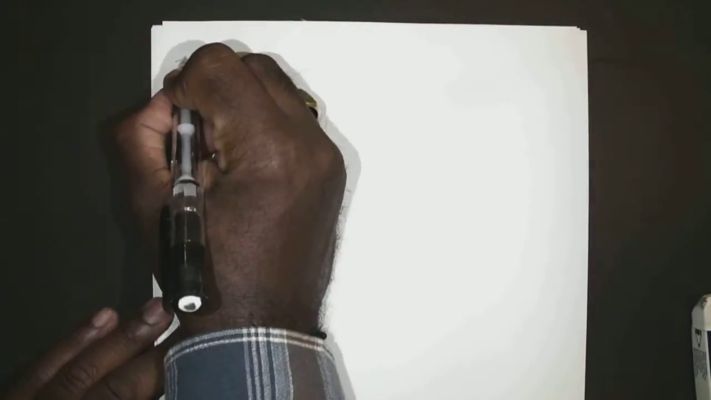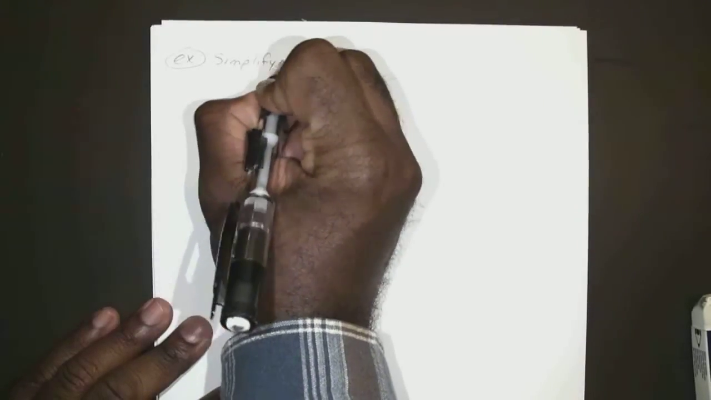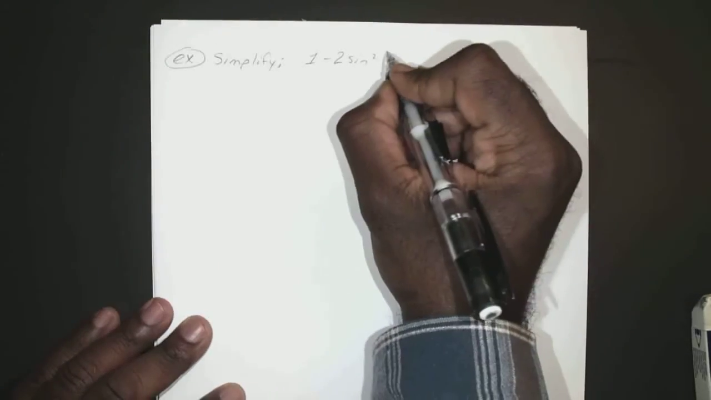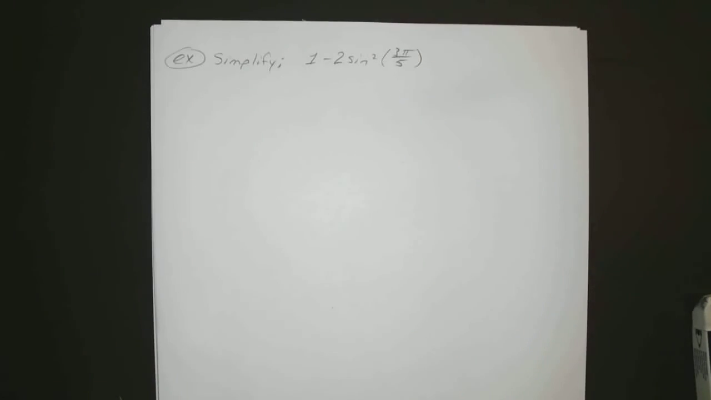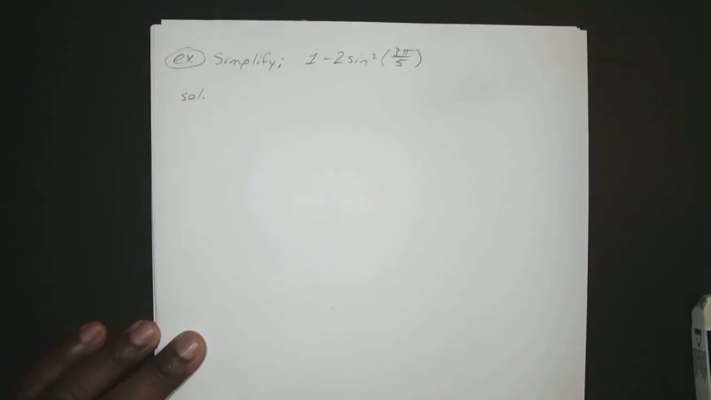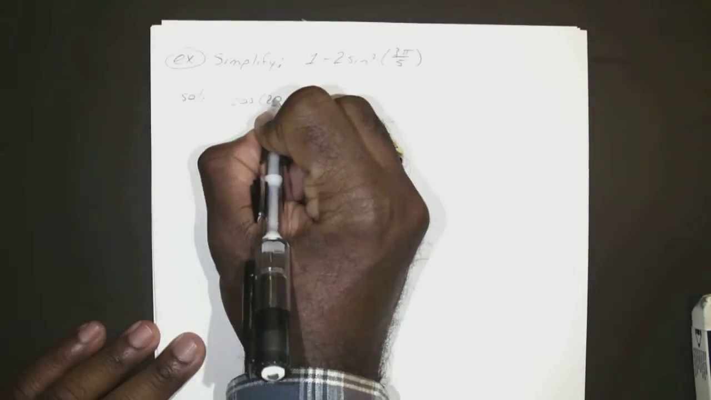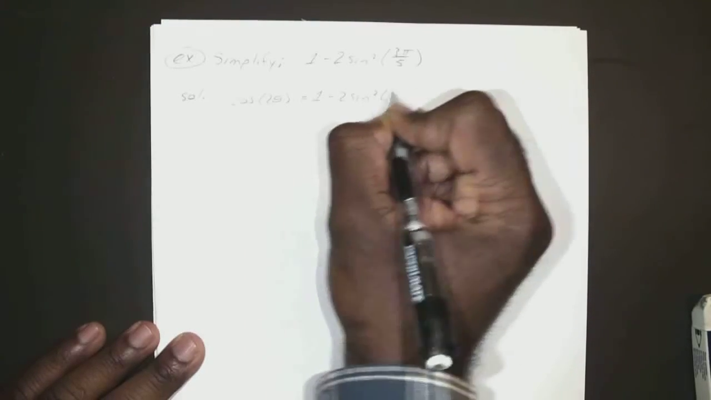Okay, so let's say if we had the example and we had to simplify 1 minus 2 times sine squared of 3 pi over 5. And we should beat the clock on this one because this one's pretty quick. Okay. So we know that cosine of 2 theta is equal to 1 minus 2 sine squared of theta.